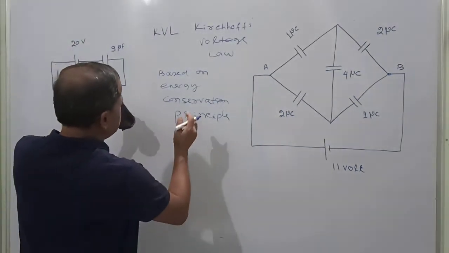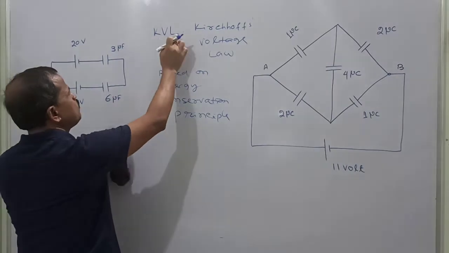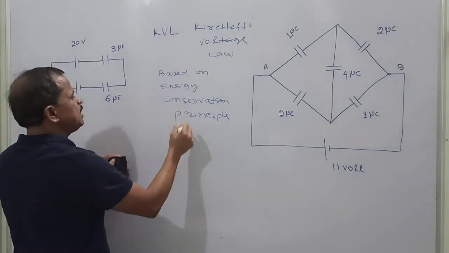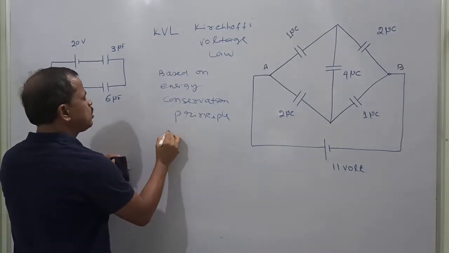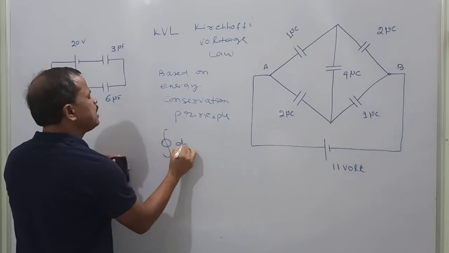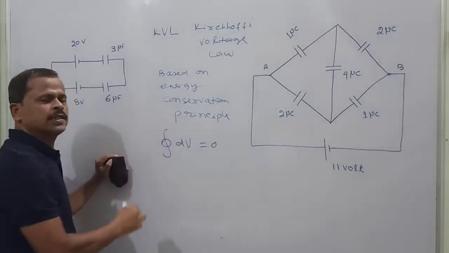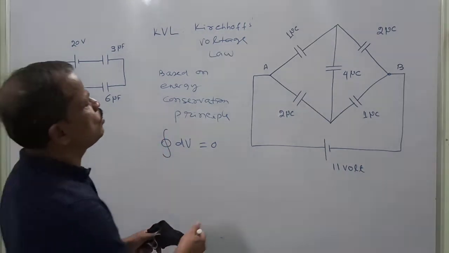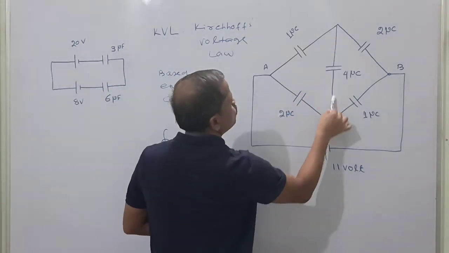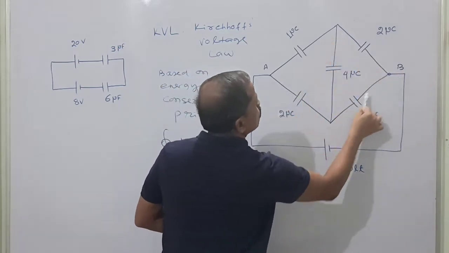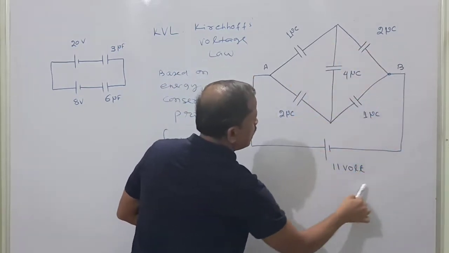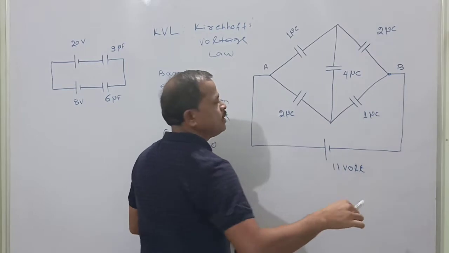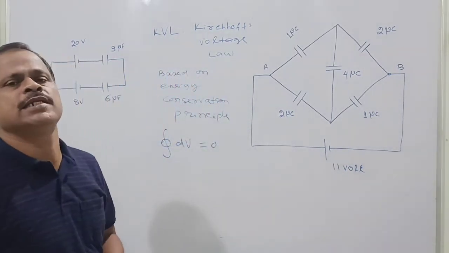Kirchhoff's voltage law states that in a closed loop, the net potential is equal to 0. That is the meaning of Kirchhoff's second law. Let's say this is a closed loop, this big loop, the entire outer side. In a closed loop, net potential is equal to 0.